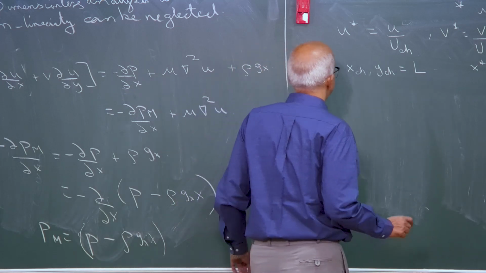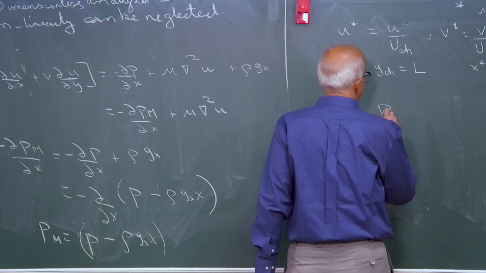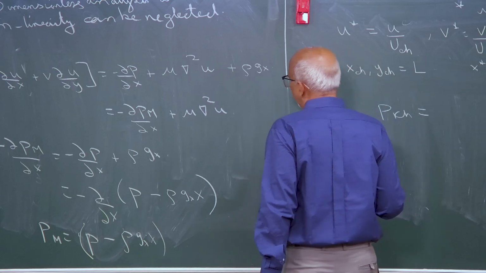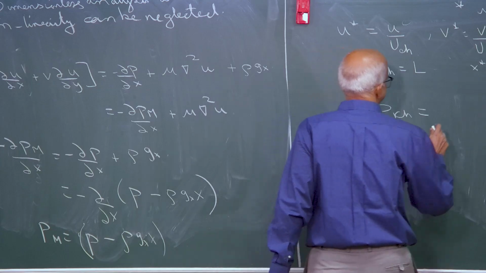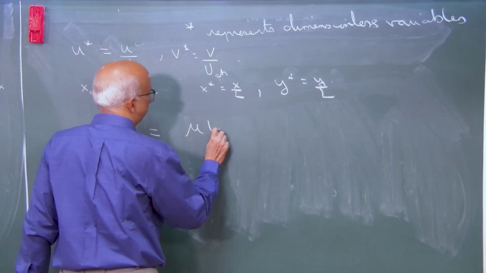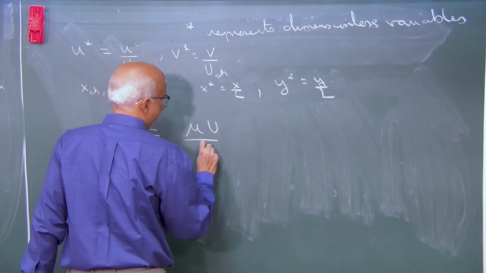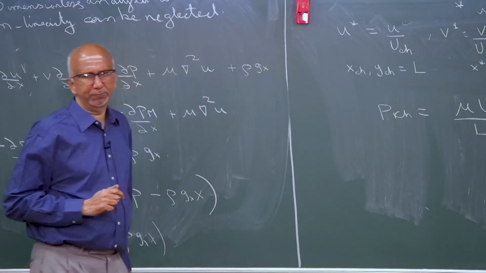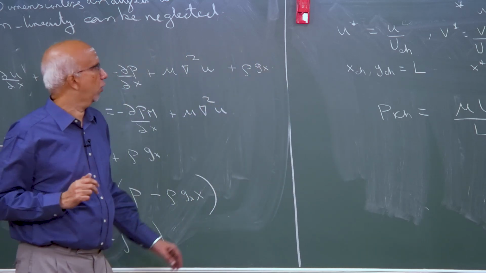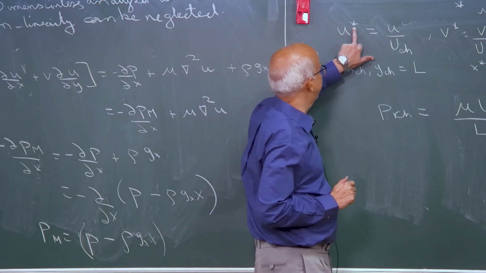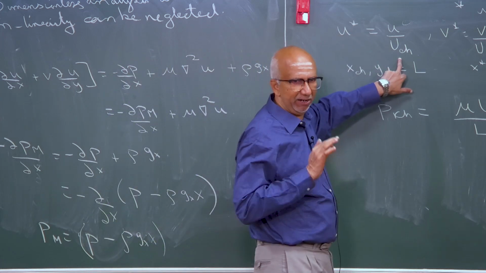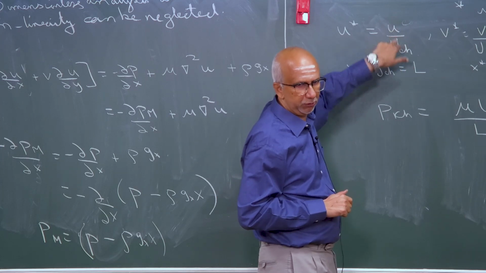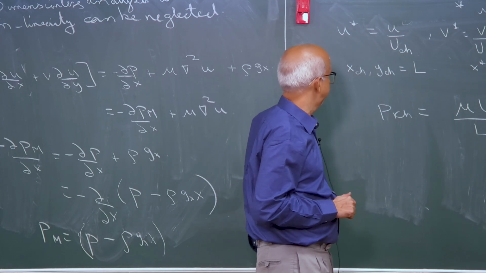And now I need to choose my pressure characteristic. So, P characteristic I choose as mu times u by L, okay. You can check that this has units of pressure. So, all the star variables do not have dimensions, the characteristics have the same dimension as the variable. So, this has units of velocity, this velocity becomes dimensionless, okay.